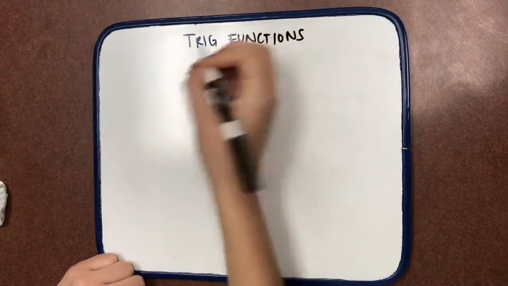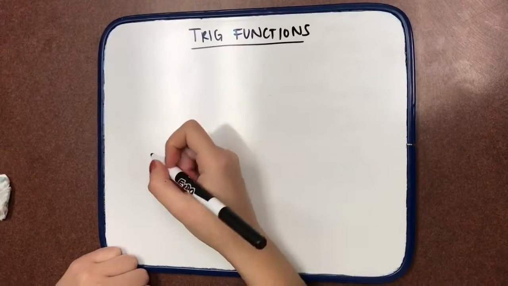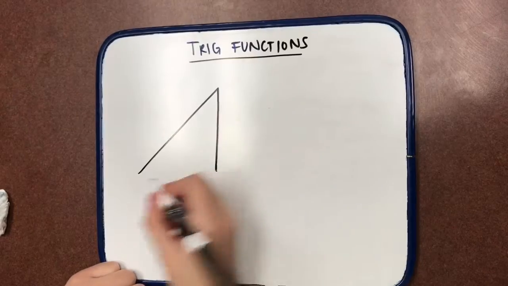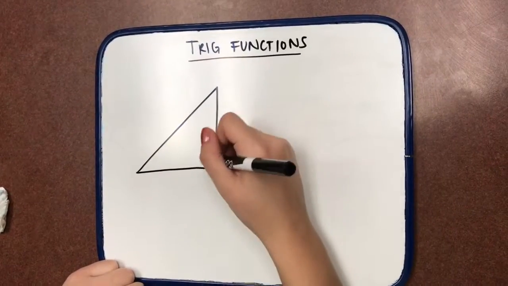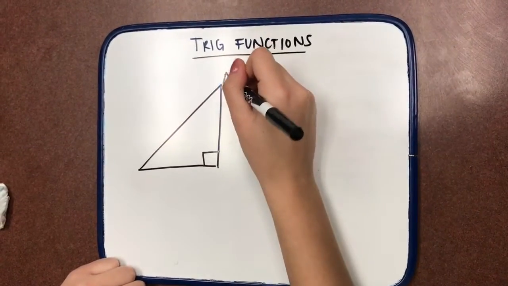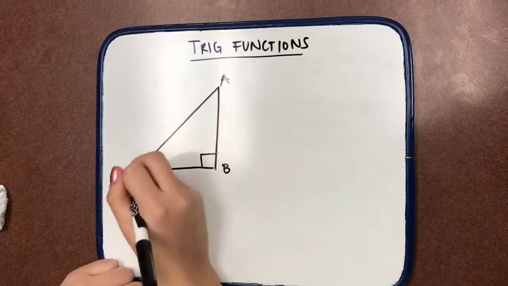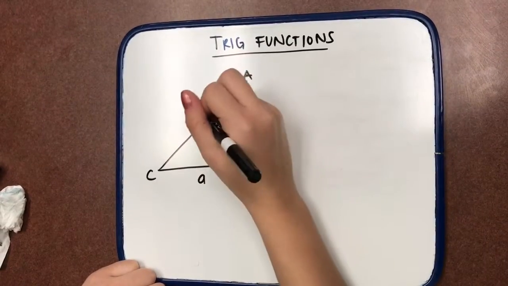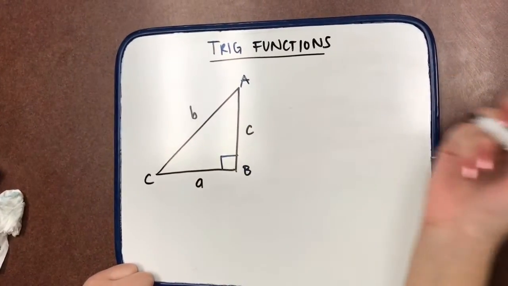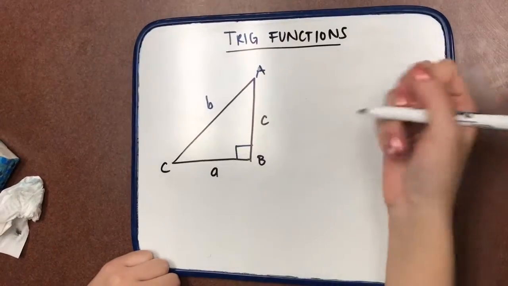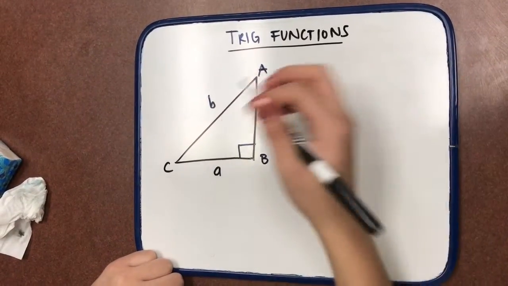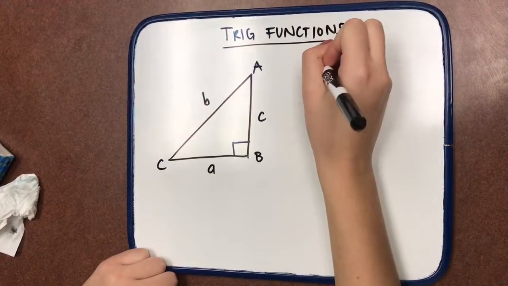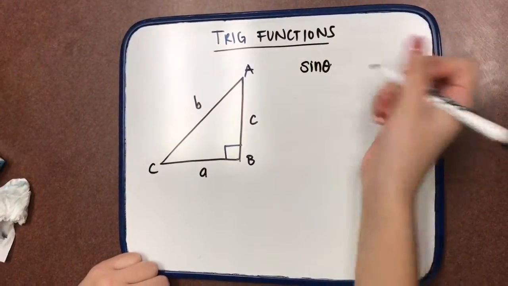A trig function is defined as the ratio of the lengths of sides of a right triangle. So we have the right triangle drawn here, and we're going to label the angles as A, B, and C. And then our sides are going to be the lowercase letters a, b, and c. So we're going to put C as our given angle.